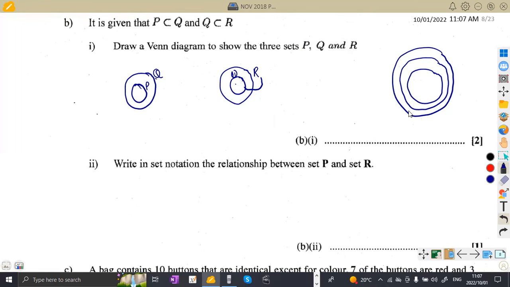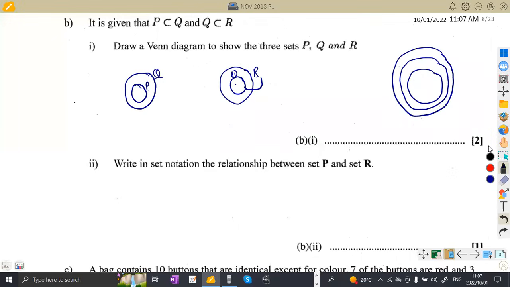We can actually have our information written down. This can help. Our R is the major set which contains everything, then containing Q, and the same Q contains P, just like that. So P is a subset of Q, Q is a subset of R. This one was a play-around type of question that they wanted you to understand.